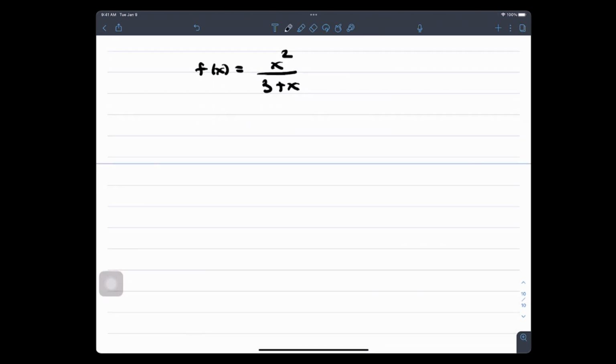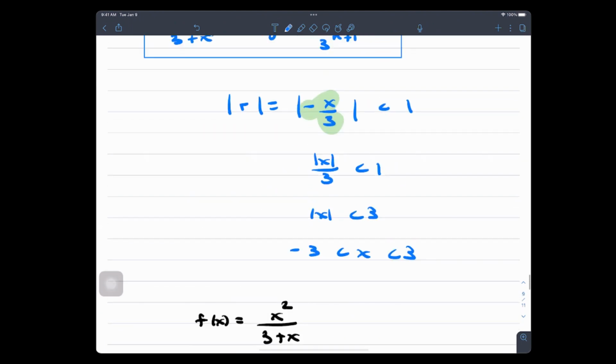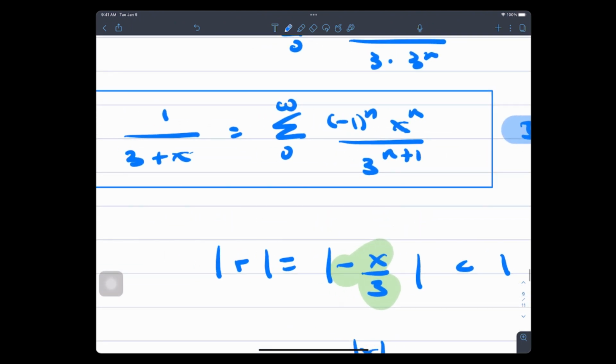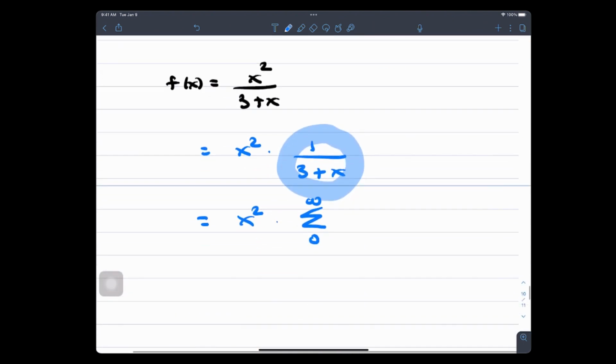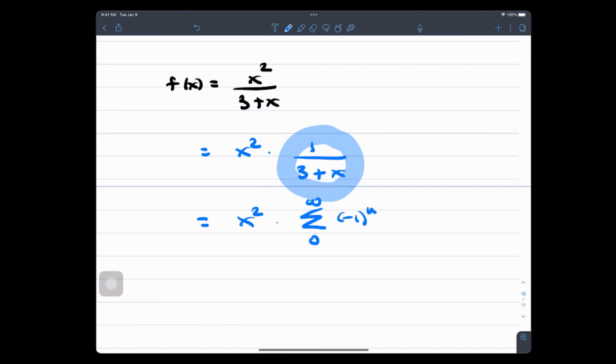So here's what you guys want to know. Again, just a little bit of algebra. This is x squared times 1 plus 3 over x. Notice, you have a power series representation here. We just found out what that was. It's right here: negative 1 to the n, x to the n over 3n plus 1. So I can replace that with negative 1 to the n, x to the n over 3n plus 1.